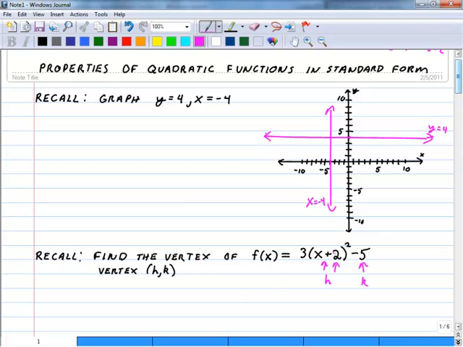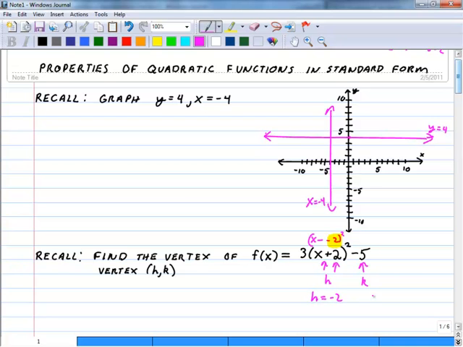Now if you remember, it's always x minus a number, and in this case it would have to be x minus a negative 2. So really the h value is the negative 2. That's the important thing to remember here, it's not the positive 2, it's always x minus an h value. So in this case the h is negative 2.